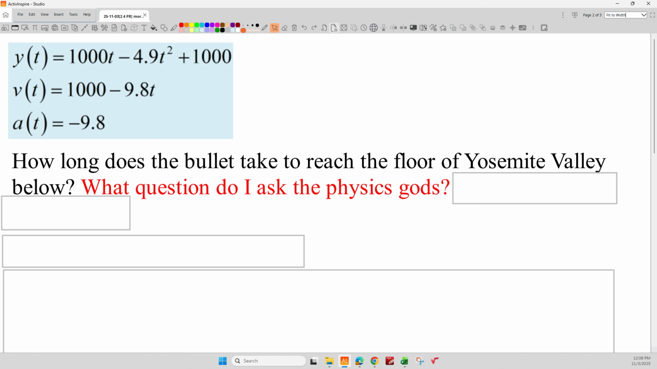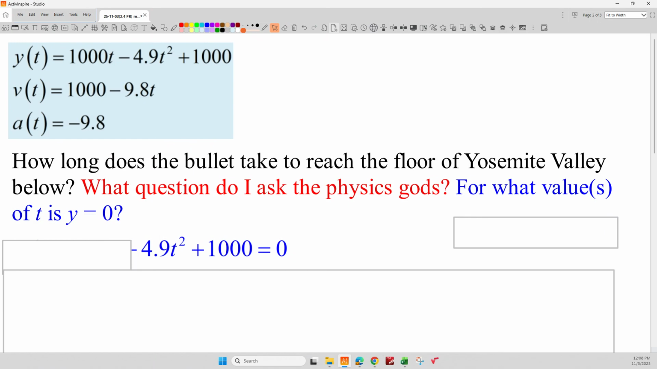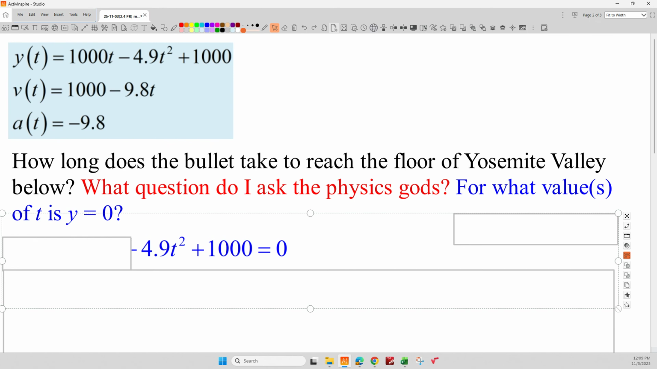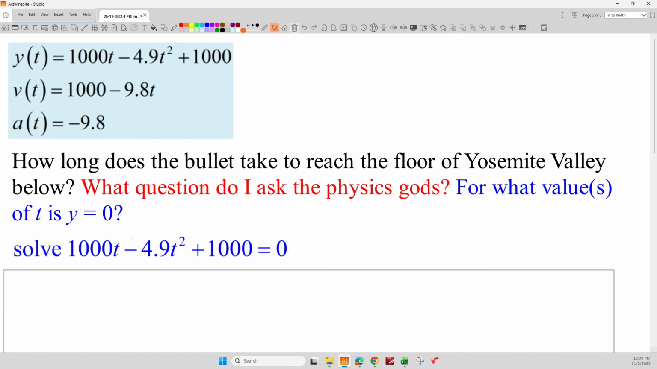All right, so then what question do I ask the physics gods here? Well, we want to know for what values of t is y equal to 0. That's what identifies the frame we're interested in, right? So as you said, we're just going to set the position function equal to 0 and solve.